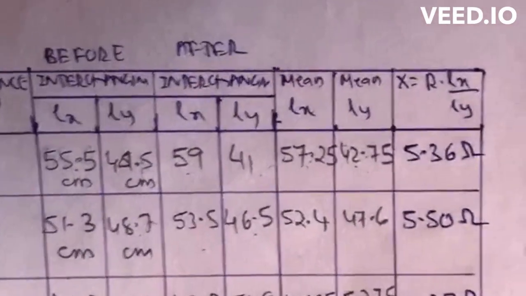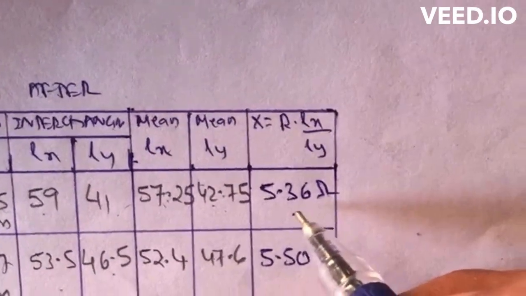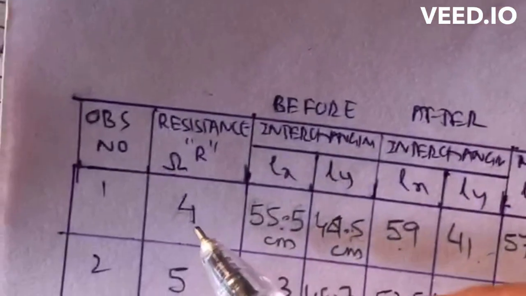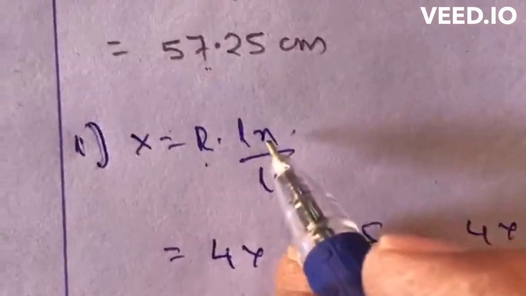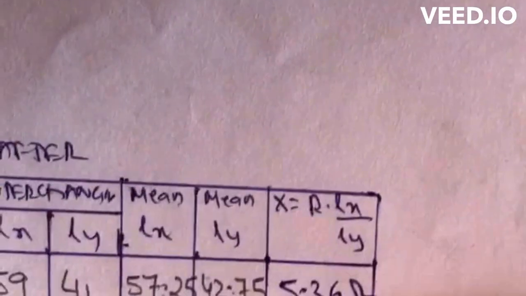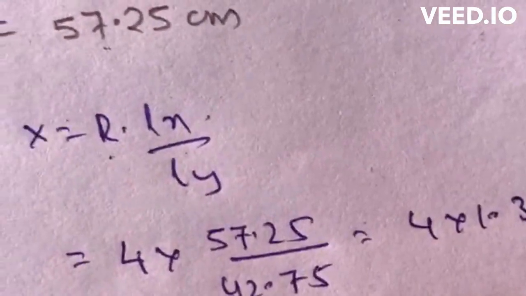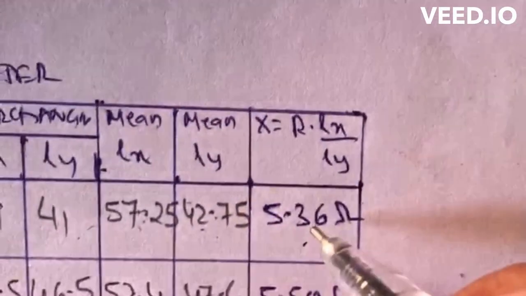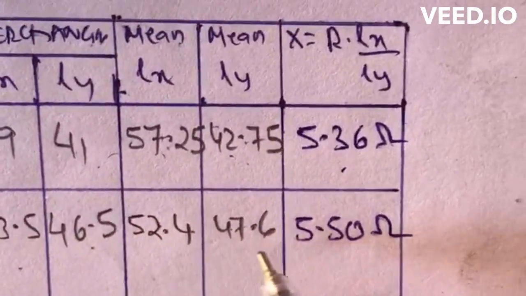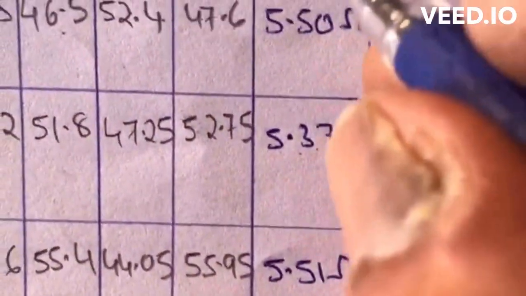Now we will just take up the calculation of the unknown resistance X. This is how I have done the calculation. This R here would be the value, this 4 here. So this 4 you take over here, and this Lx is this value here. This Ly corresponds to this value over there. Do this calculation and you get 5.36. Write that value 5.36 here. The next value is 5 ohms. You take 5 ohms here. Corresponding to 5 ohms, whatever is the value of Lx and Ly, you take these two, you get 5.5. In similar fashion, I have completed all these readings here.